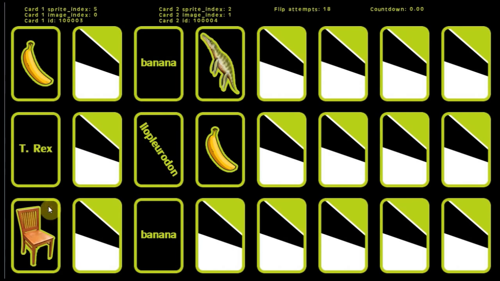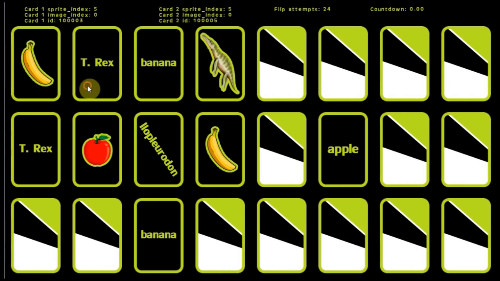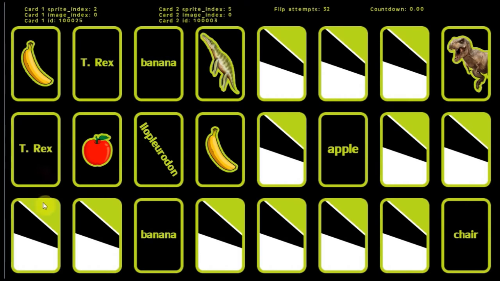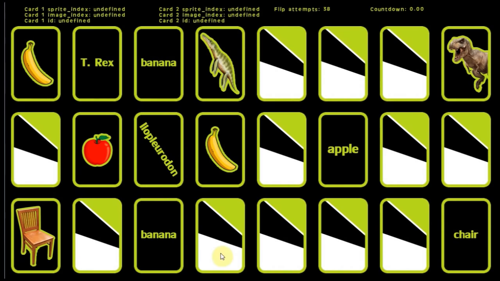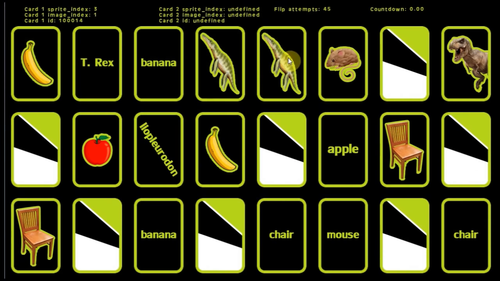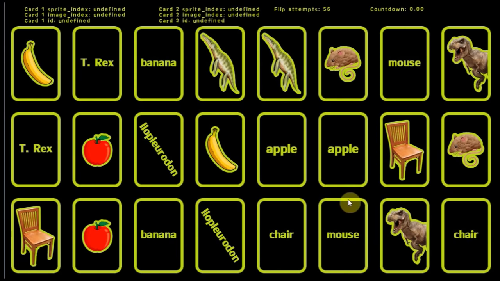Apple, T-Rex, chair, apple, mouse, chair, T-Rex, apple, Leopleurodon, T-Rex. Oh, there we go. There's a T-Rex. A chair. There's a chair on here somewhere, wasn't there? There it is. Chair. Another T-Rex, there's a chair, apple, Leopleurodon, chair, mouse, I haven't seen a mouse in a while. There's a mouse, Leopleurodon, one of these was Leopleurodon, there he is, mouse, apple, T-Rex, well done everyone. In 56 attempts, we were able to solve the memory match card game.